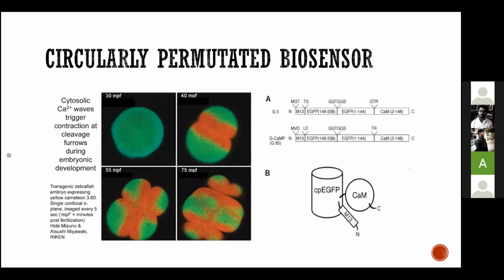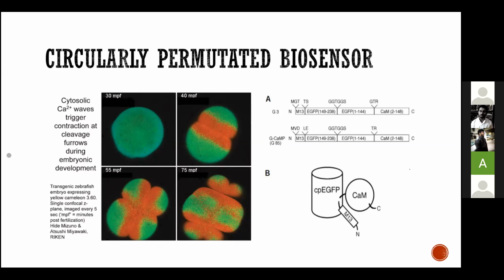All right. Now in this slide, you see A, right? The A picture. Here they have numbered it, so there is this EGFP starting from 1 to 144. And there is this calmodulin which is starting from 2 to 148. And there you see EGFP, which is 149 to 238, and which is on the left side connected to M13.